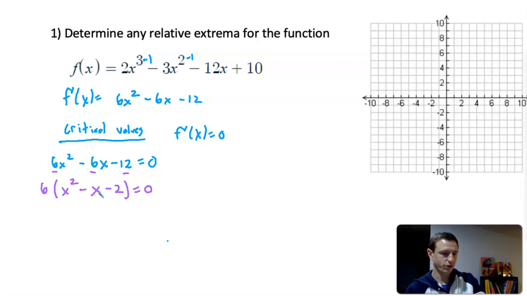We want to factor this trinomial. So I want two numbers that multiply to negative 2 and also add up to negative 1. Nothing too complicated there. It's going to be negative 2 times 1. Negative 2 times 1 is negative 2. Negative 2 plus 1 is negative 1. So I have 6, and the 6 is just a constant, so that pretty much just disappears. But I'll just write it down for now. So we have 6 times x minus 2 times x plus 1 equal to 0.